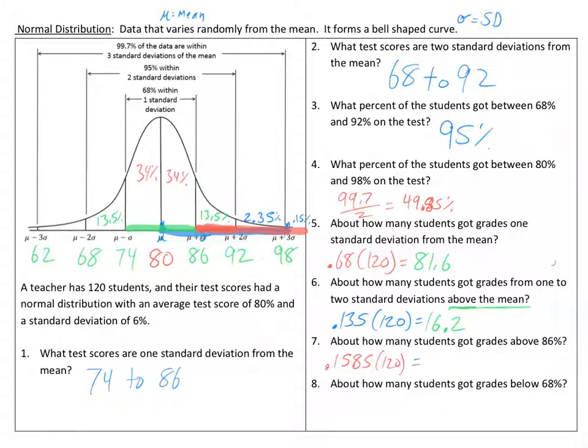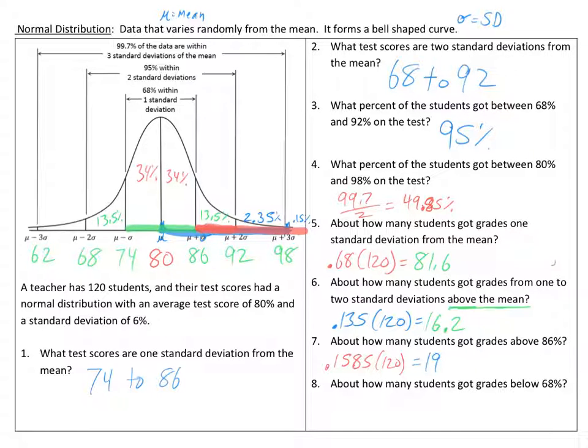What do you get when you multiply those? You get about 19 people. That would be about 19 people. And look at, aren't those close? That's about 16. That's about 13.5. Those are close. Okay. Last question. About how many students got grades below 68?